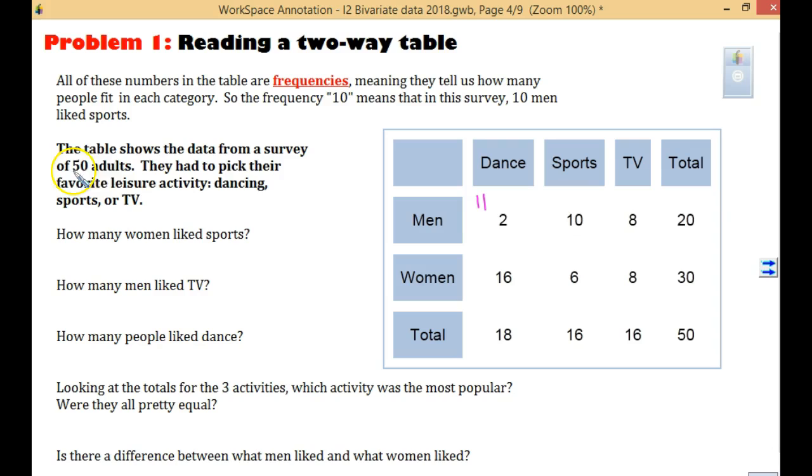So this table shows us 50. One of the first things is if they tell you a total, like that there were 50 people surveyed, you will also notice in your table that this will be 50. So as we are taking a look at those, in this one, it says how many people like sports. So we want to take a look at the women that like sports, and we should have 6 people.